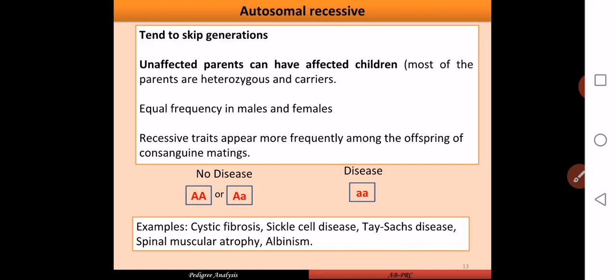And we have a lot of examples like sickle cell anemia, cystic fibrosis, and albinism. All those are various examples of this kind of disease.